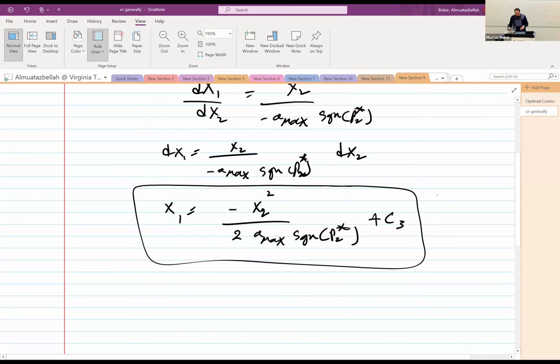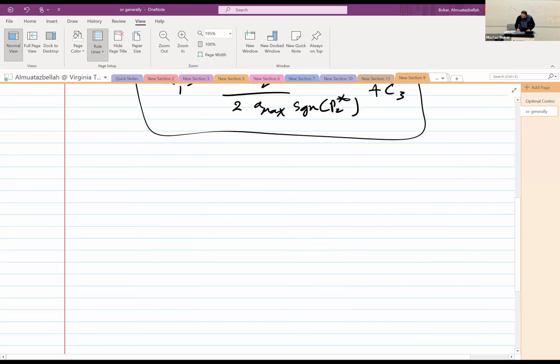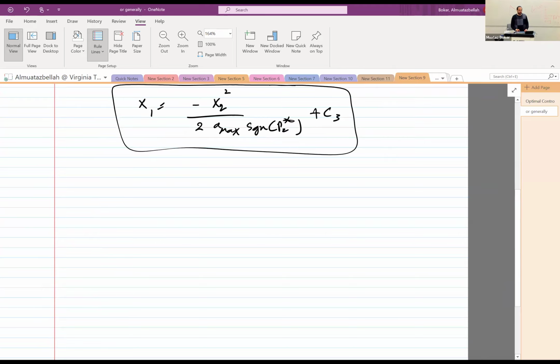Why am I writing this? I'm writing this because I can now visualize what happens. This example is actually in section 7.2 in the textbook. And in the textbook, if you want to plot these, you will see clear plots on this.